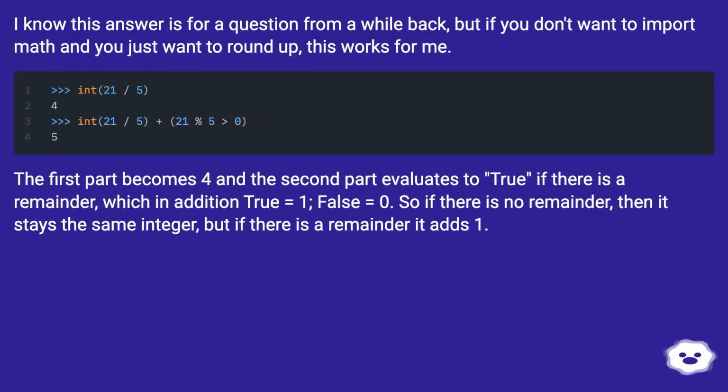I know this answer is for a question from a while back, but if you don't want to import math and you just want to round up, this works for me. The first part becomes 4 and the second part evaluates to True if there is a remainder, which in addition, True equals 1, False equals 0. So if there is no remainder, then it stays the same integer, but if there is a remainder it adds 1.